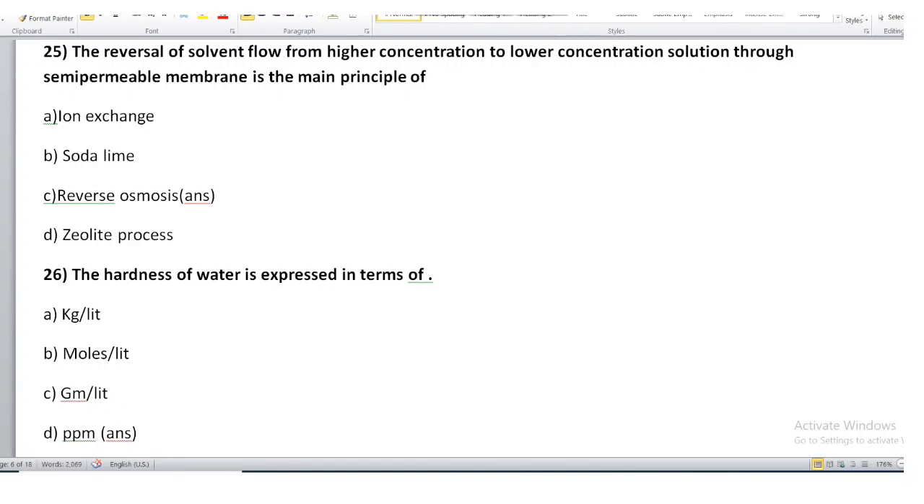Welcome students. This is the second part of important MCQs of the chapter Water Treatment of Applied Science Chemistry. The course codes are 22202 and 22211.